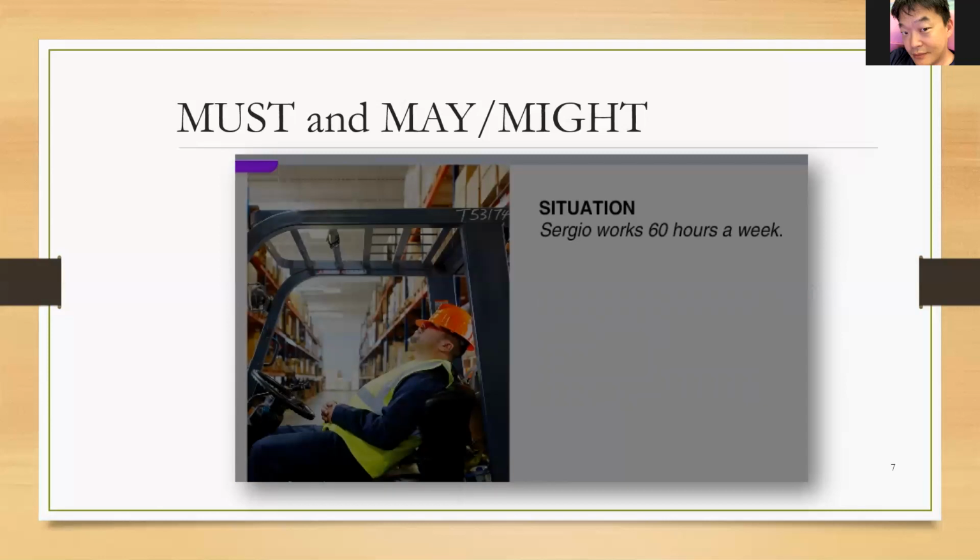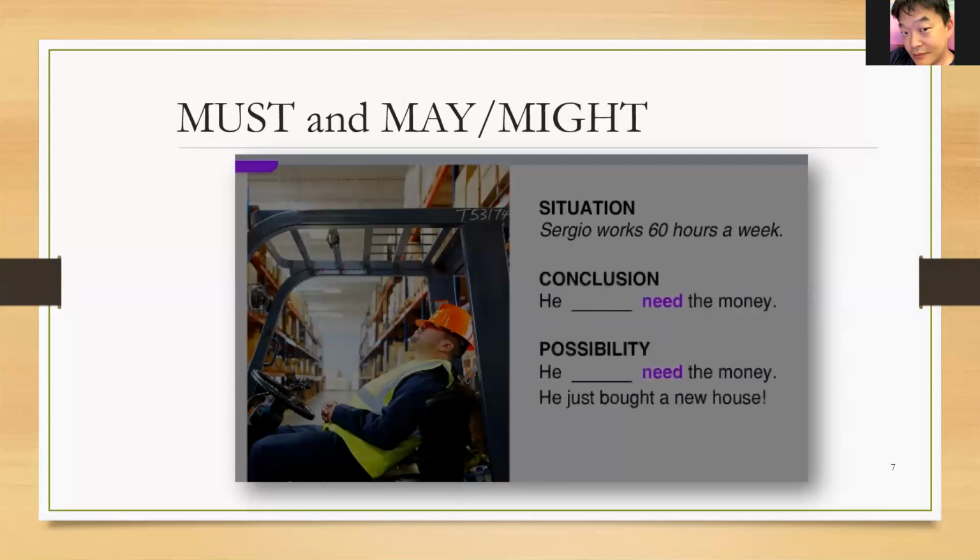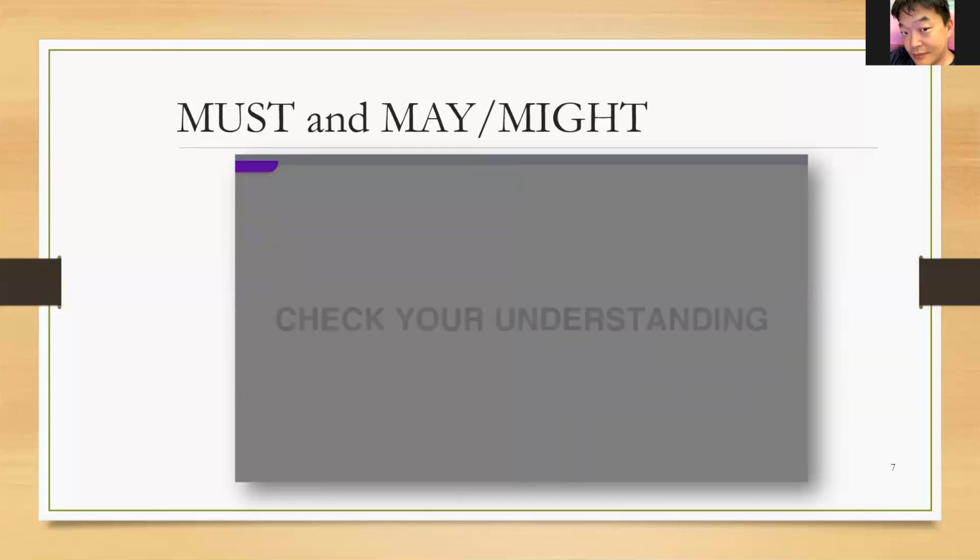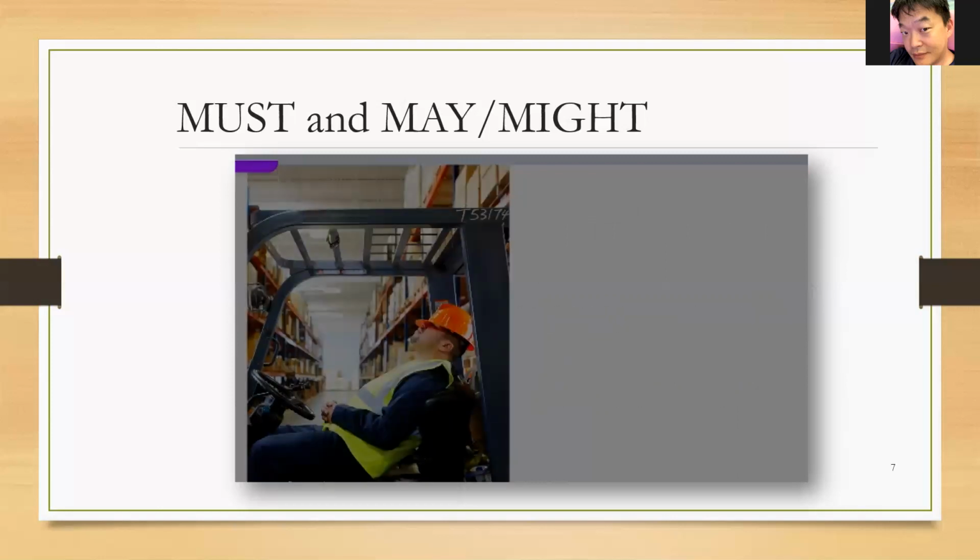Situation. Sergio works 60 hours a week. Conclusion. He must need the money. Possibility. He might need the money. He just bought a new house. Or, he may need the money. He just bought a new house. Check your understanding. Look at the picture. Read the situation and read the sentence below it.